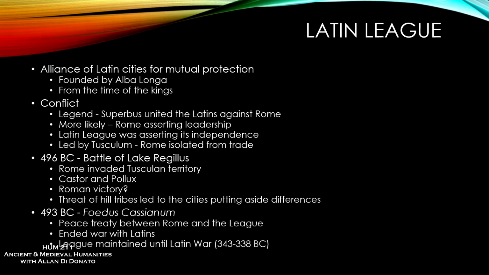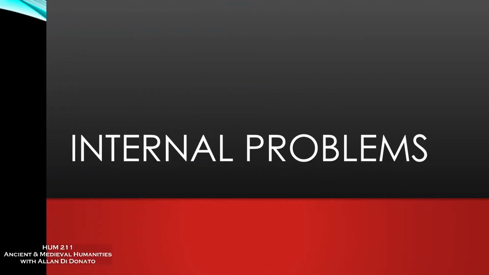And in 493, they sign what's called the Foedus Cassianum, which is apparently an early peace treaty between Rome and the League, which ends the war. And this League is maintained for a long time afterward. There's ultimately going to be a Latin war between 343 and 338, and that's essentially going to end the Latin League and come to really the domination of Rome. But for the most part, they maintain this league. And the Latins, of course, are always going to be very, very close with the Romans.